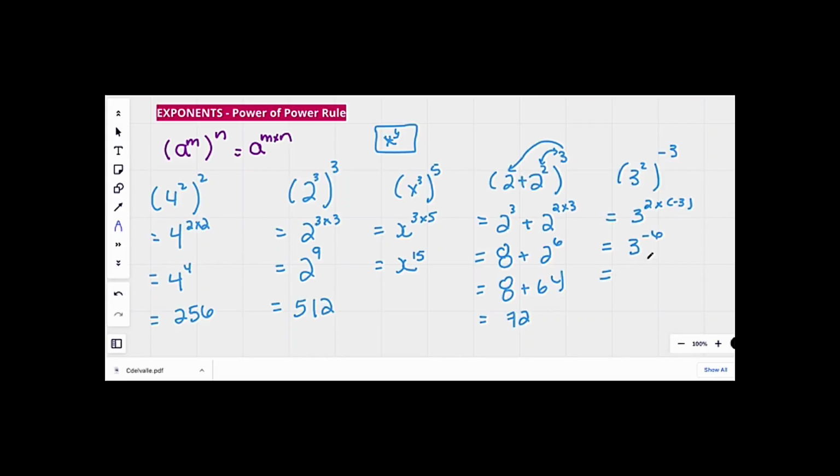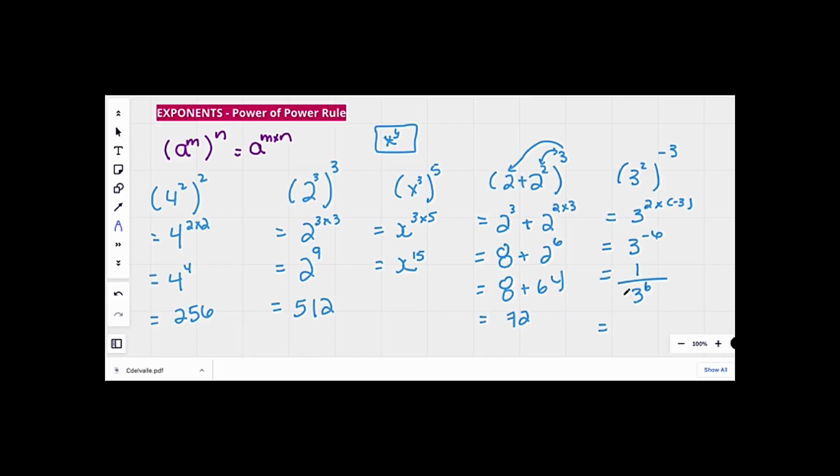Okay, so now we've got 3 to the power of -6, and there will be another video that will talk about negative exponents, but in this case this all goes over 1. So we've got 1 under 1, sorry. So we've got 1, and then we move this to the bottom to get rid of the negative sign. So this becomes 3 to the power of positive 6. So this is how we get rid of the negative exponents.